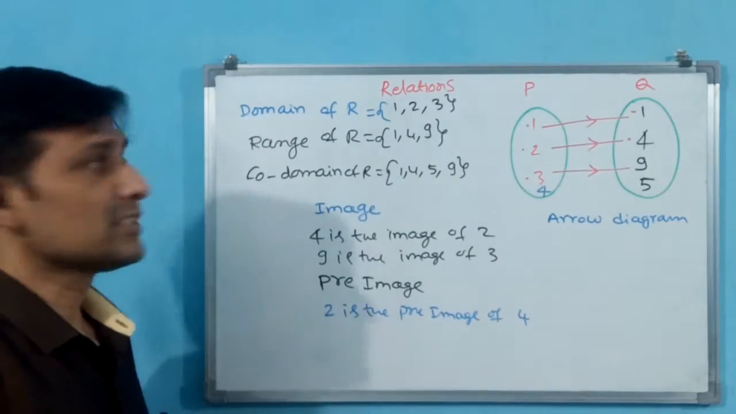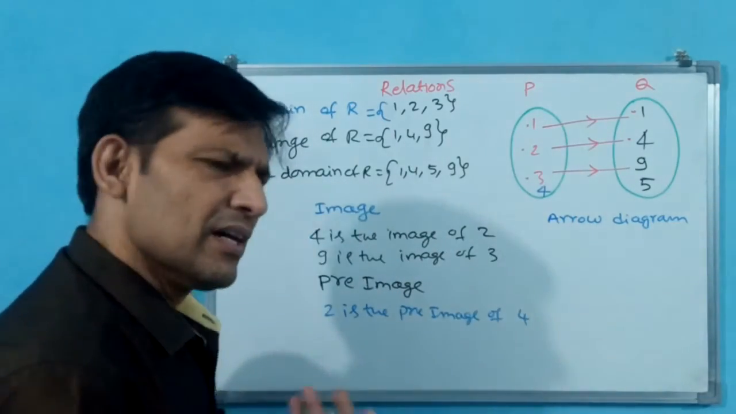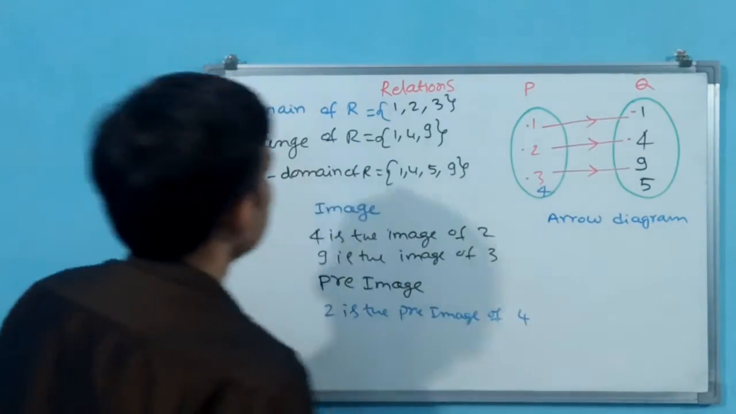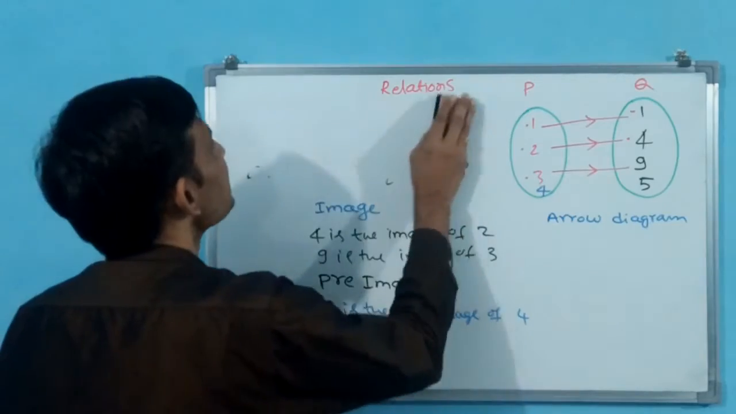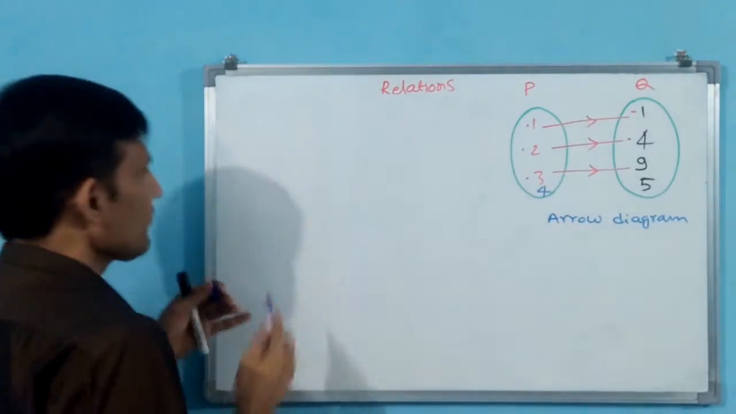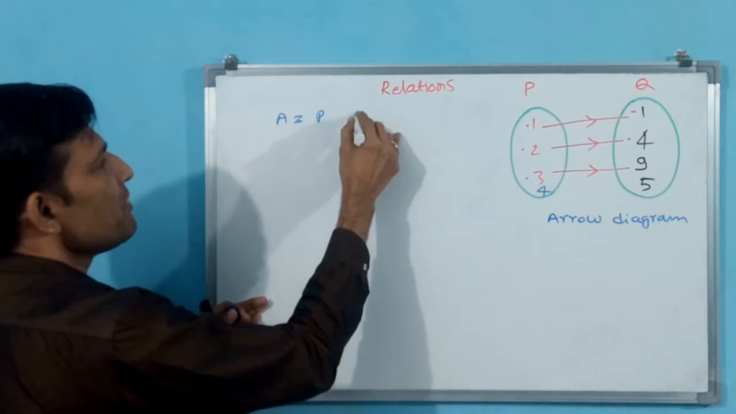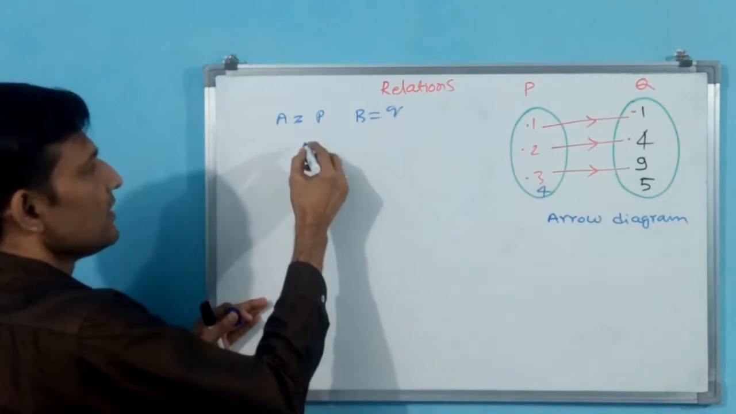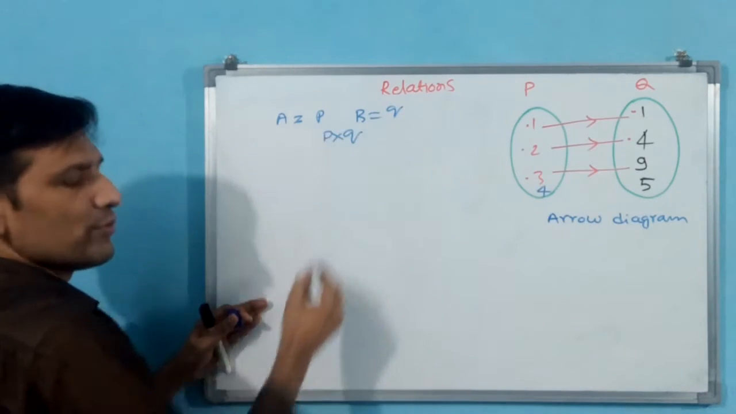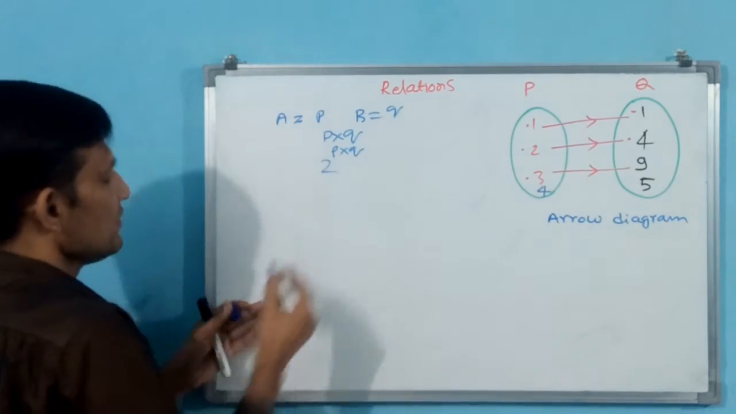Now the last concept is the number of relations. How many relations will be there? The formula is written, but we should understand it. Say in A, P elements are there, and in B, Q elements are there. The total elements in the Cartesian product is going to become PQ. The total subsets are going to become 2 power PQ. This we have already known.